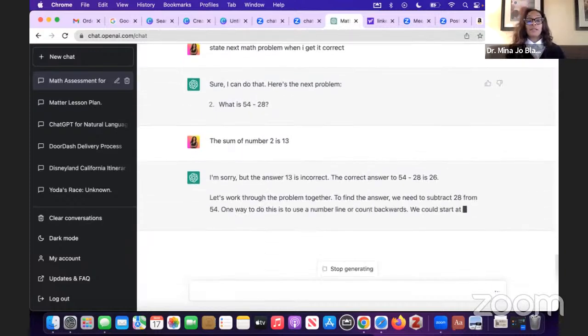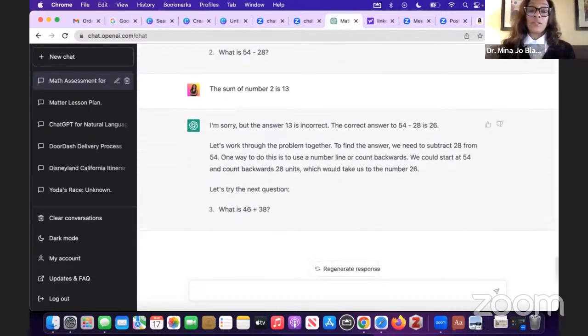I'm sorry, but the answer 13 is incorrect. The correct answer is 54 take away 28 is 26. Let's work through the problem together. Oh, it's doing what I'm asking. To find the answer, we need to subtract 28 from 54. One way to do this is to use a number line or count backwards. We could start at 54 and count backwards 28 units, which would take us to the number 26.